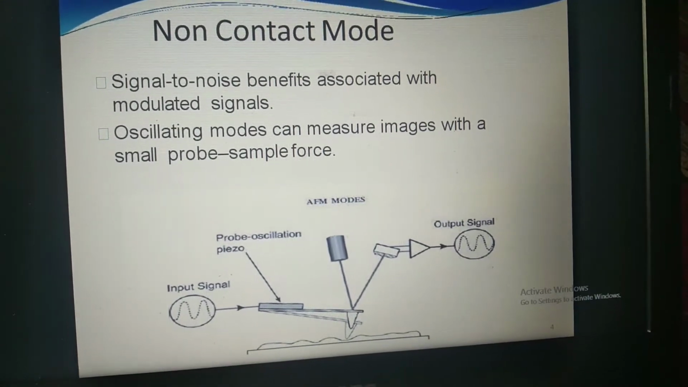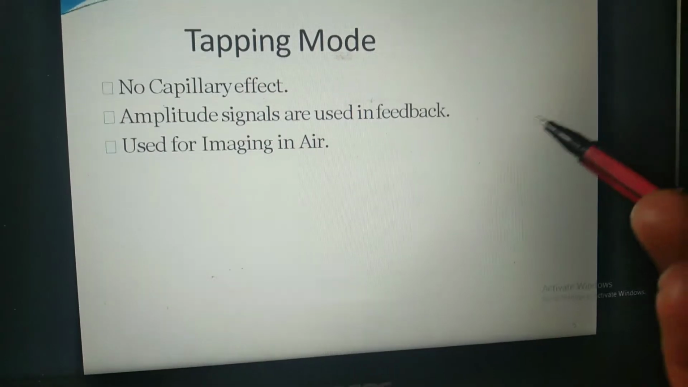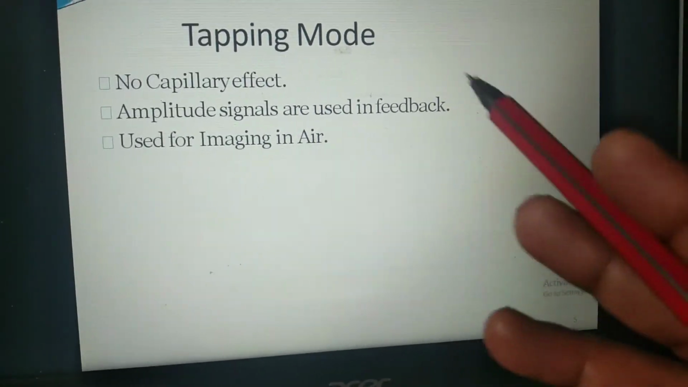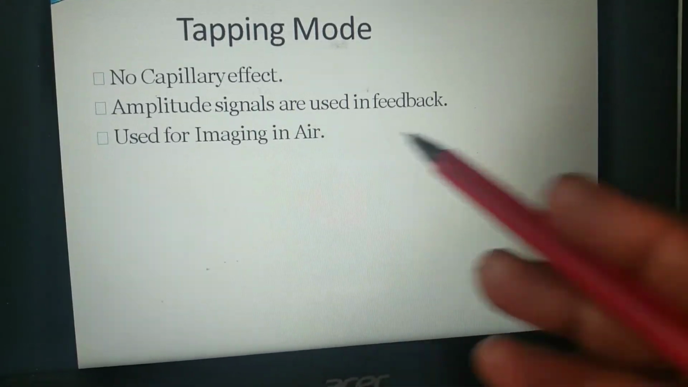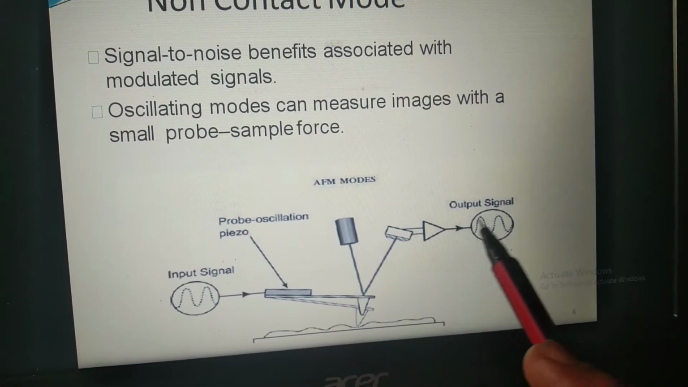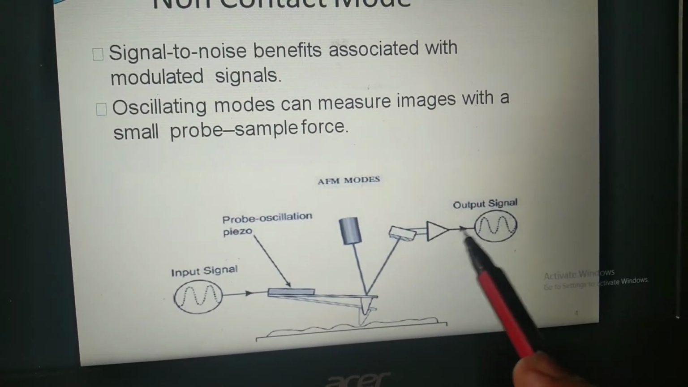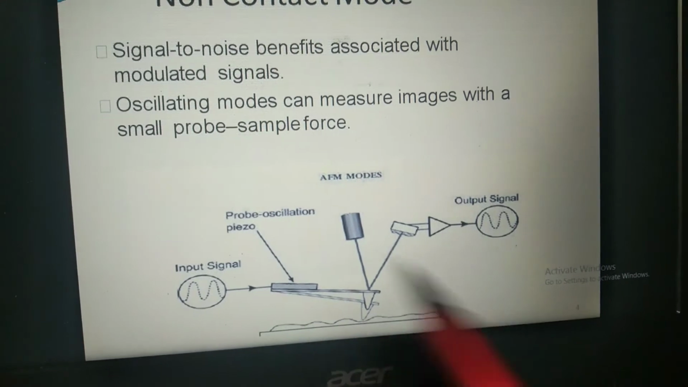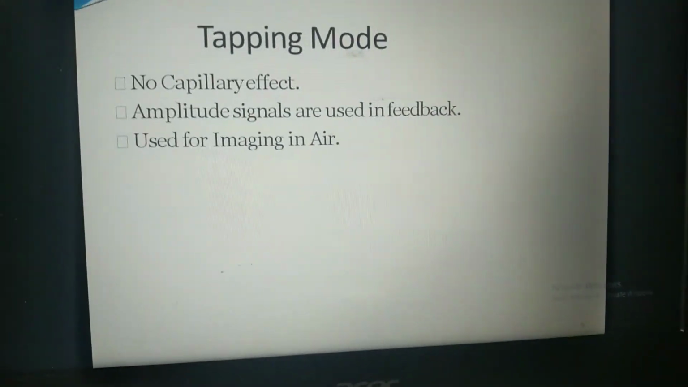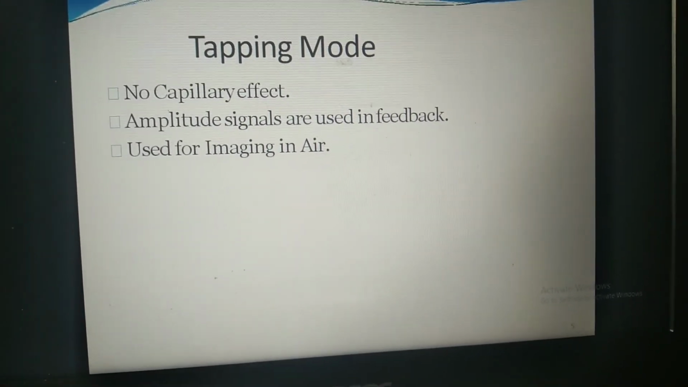Let us come to know what happens in the tapping mode. In the tapping mode, no capillary effect is there, and amplitude signals are used as feedback. See, in this we have the photodiode which is giving out the signals. Whatever signals are given out from the amplifier are given as feedback to the piezoelectric. And it is used for imaging in air. So this was about the contact, non-contact and tapping modes.